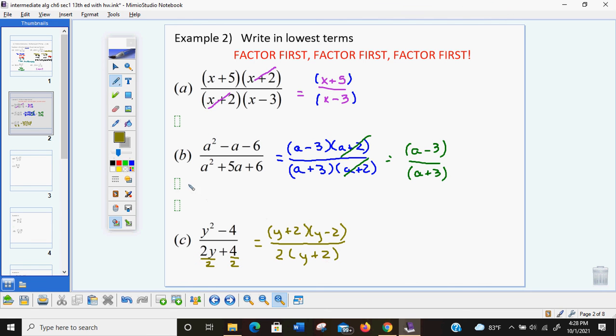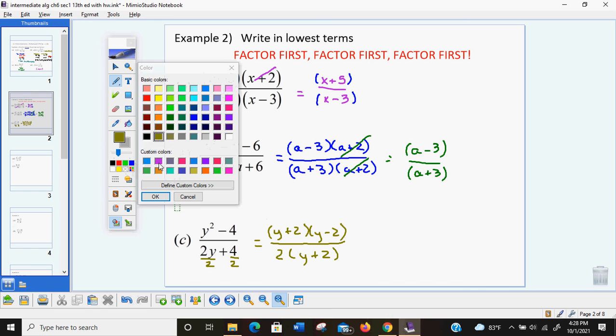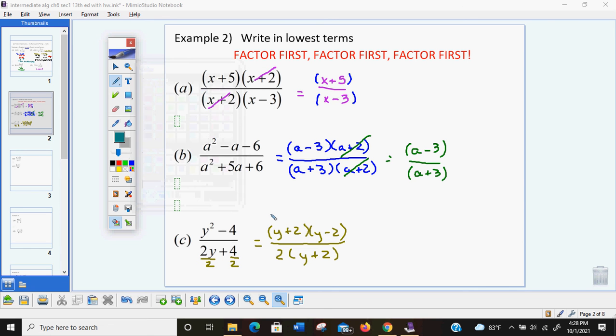Now that I have them both factored, now I can go back and I can do some canceling. You never cancel until you factor. So these y plus 2's are going to cancel out here. And then I'm left with y minus 2 over 2. Remember that y minus 2 is joined. You cannot cancel out that y minus 2 unless you have another y minus 2. So our final answer is just that y minus 2 over 2.